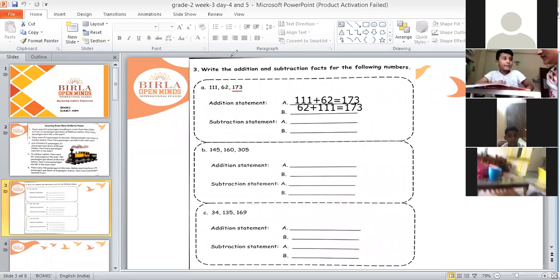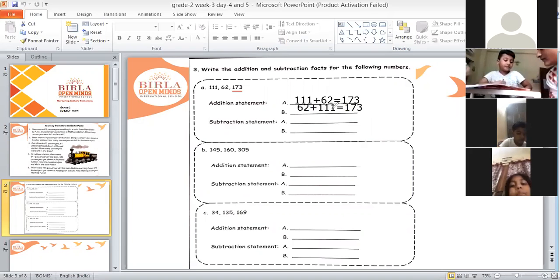We will just interchange their position. What we will do, children? We will just interchange their position. Okay. So this is 62 plus 111 equal to 173. Okay. So this is how we will write. Now next come to subtraction statement. Now children, this is new for you all.